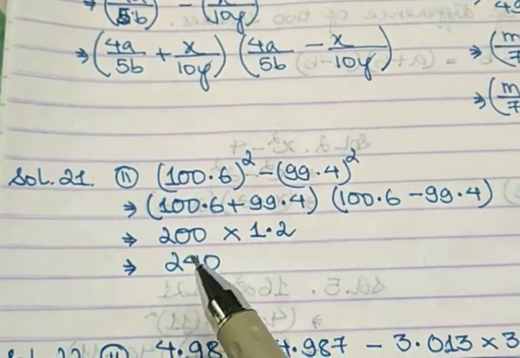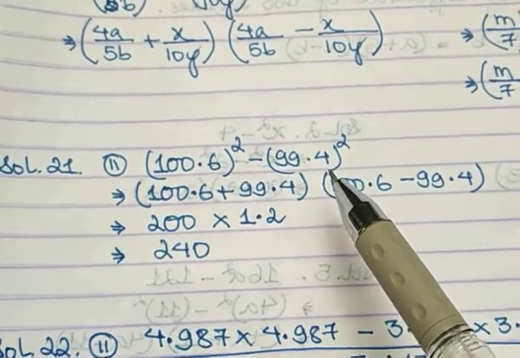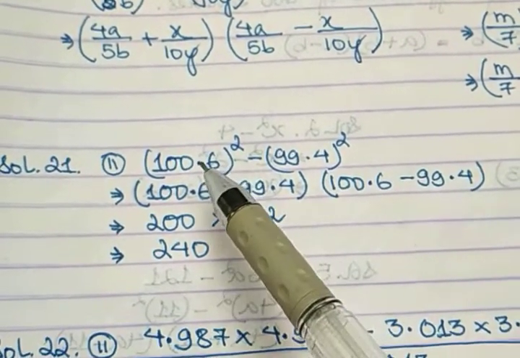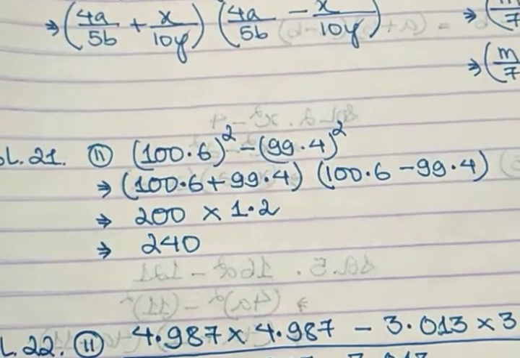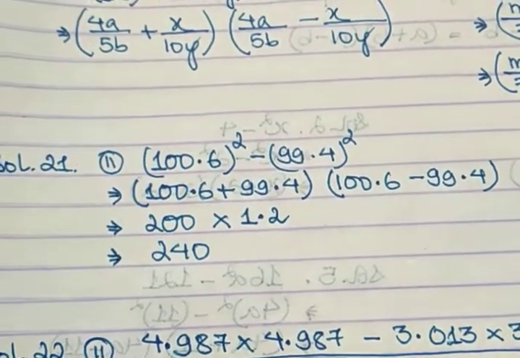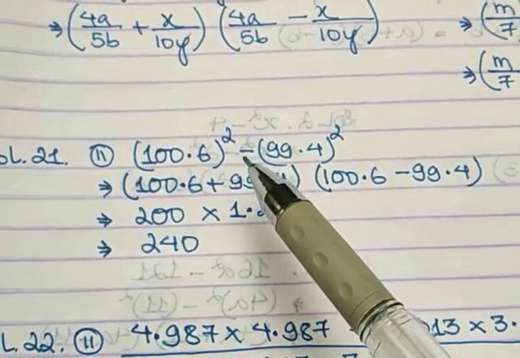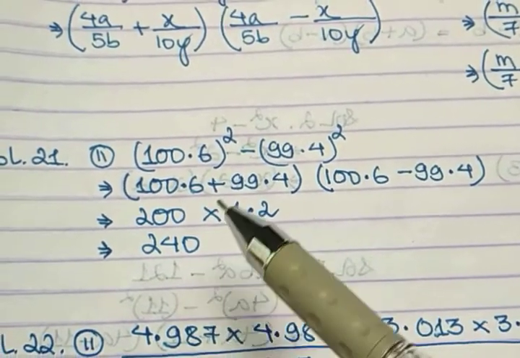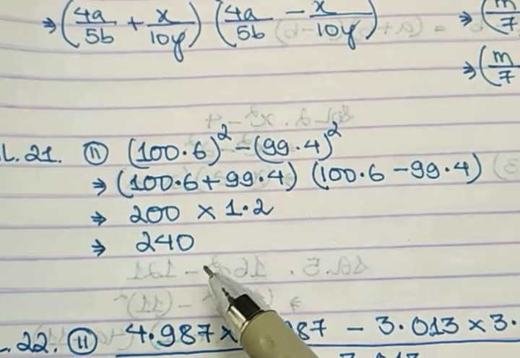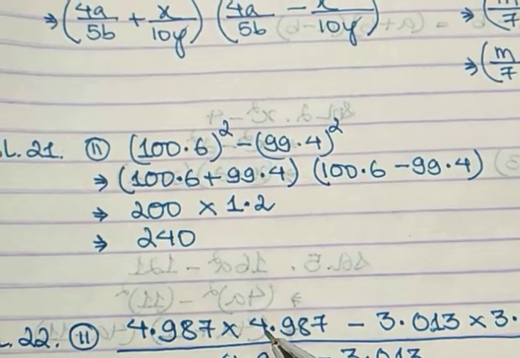So okay, question number 21, what we have is 100.6 square minus 99.4 square. If you go in with multiplying 100.6 into 100.6, it will be a bit lengthy, isn't it? So this is where we use the identity, in order to simplify our sum as well. So we know that it's already in the form of a square minus b square. So why square it? What we know is we can expand it in the form of a plus b into a minus b. So that is what I have done here. See, a plus b into a minus b.